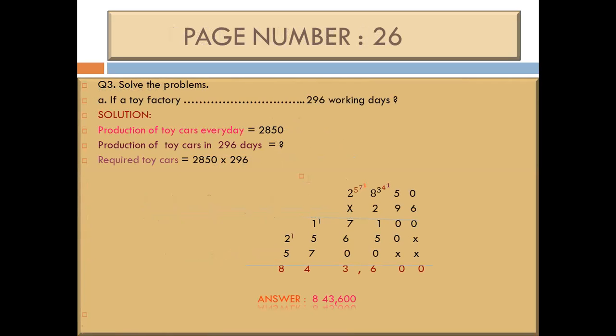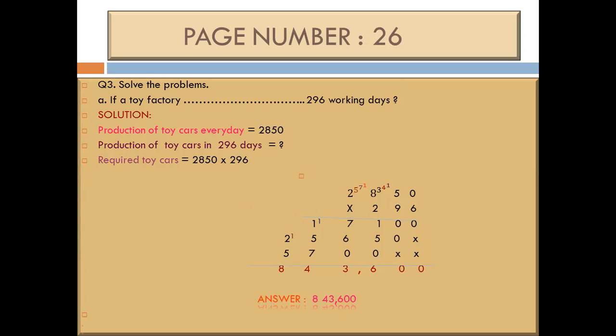If a toy factory produces 2850 toy cars every day, how many cars will be produced in a year of 296 working days? It means that in one day, how many cars do they prepare? They produce 2850, and we calculate the number of cars produced in 296 days. So it means that our answer will be the bigger number. So that's why we multiply here.